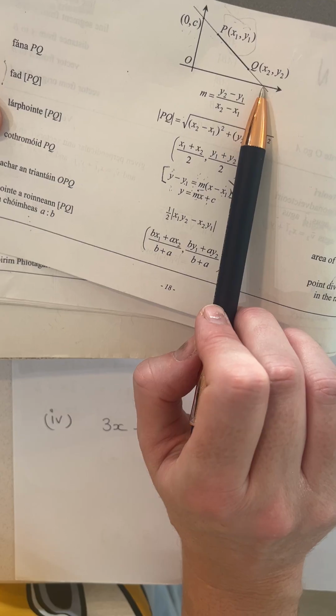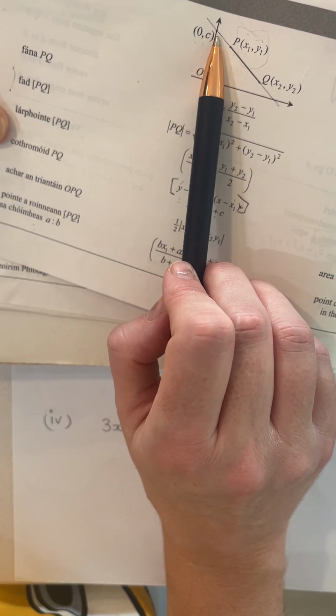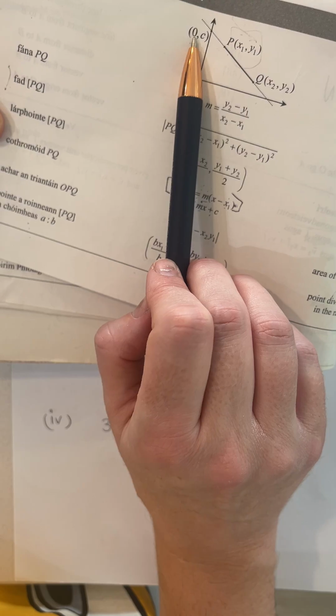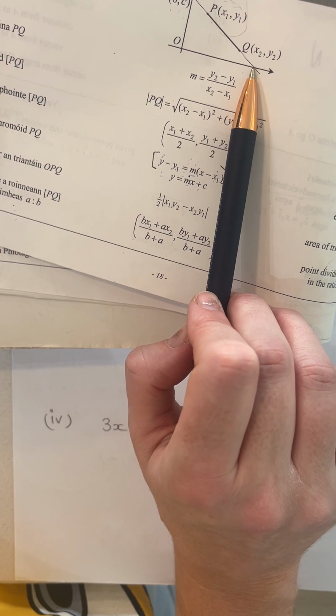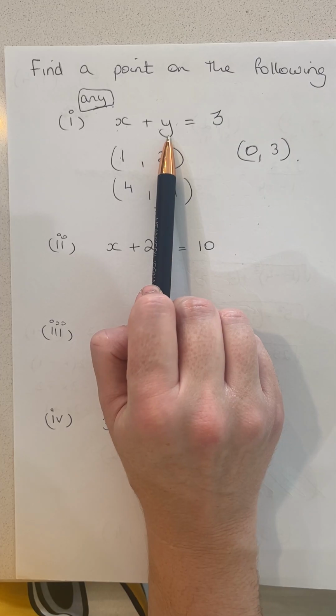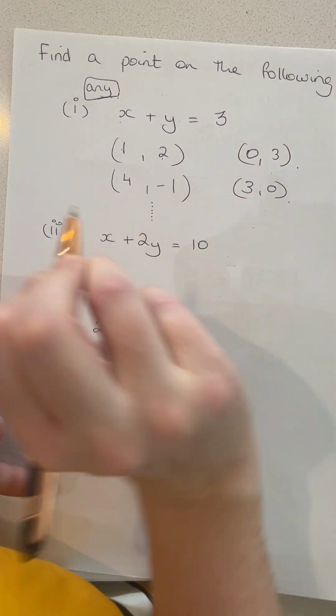Now, we can also find out where it cuts the x-axis. So if it cuts the y-axis where the x is 0, then it'll cut the x-axis if I let the y be 0. So in that situation, it would be (3, 0).